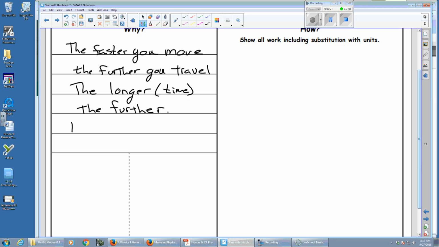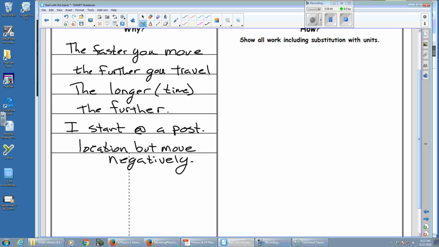I might even put, I start at a positive location, but move negatively. Has everyone started? Everyone looking at your own numbers. Do you start at a positive location and move in a negative direction? Is that kind of true of everyone?